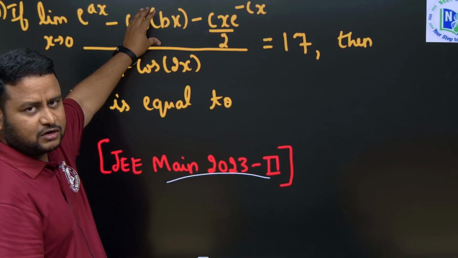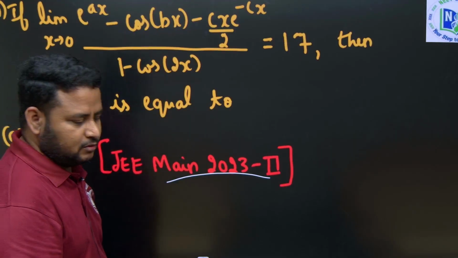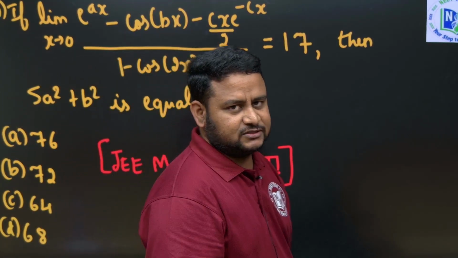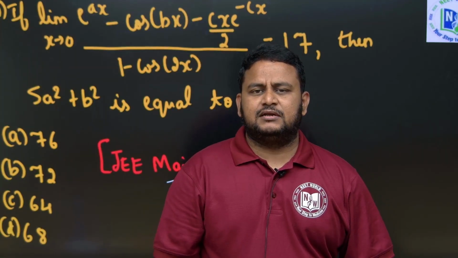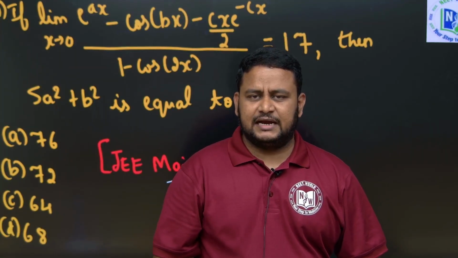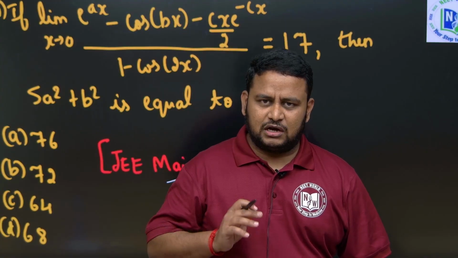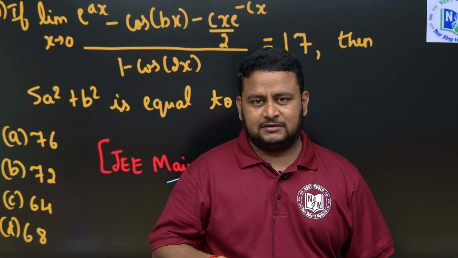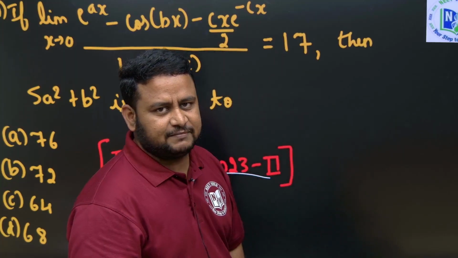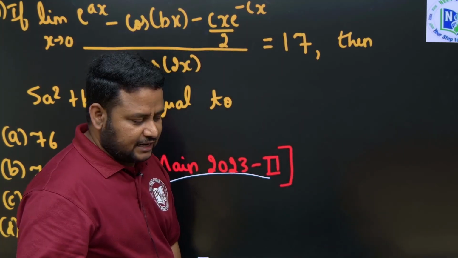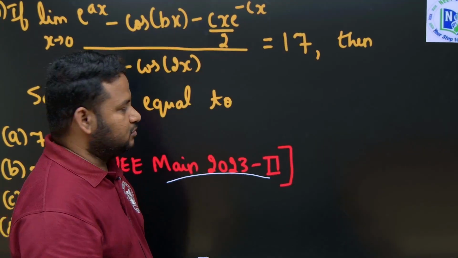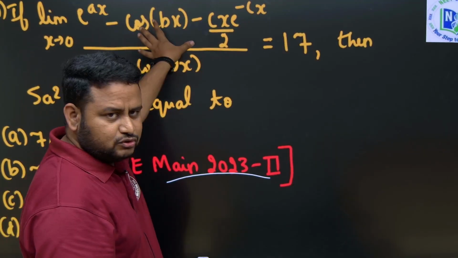Here we can use the expansion for e^x, and we can use the expansion for cos bx also. Wherever x is there you can write bx. We can use the Maclaurin series expansion and solve the question. But let us solve without using the expansion method, so that we can solve it in a faster time, and you need not memorize the expansions either. That's why let us do it using the L'Hospital rule.